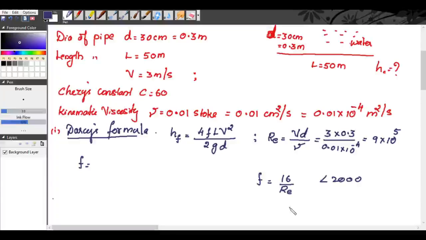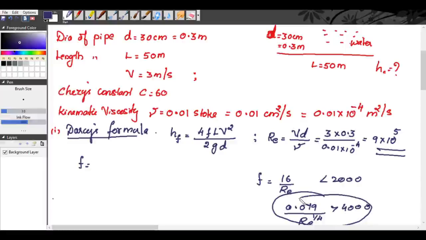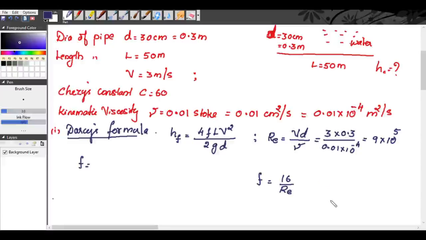And the coefficient of friction is equal to 0.079 by Re raised to 1 by 4 if the Reynolds number is greater than 4000. Here it is greater than 4000, which means the flow is turbulent. If the flow is turbulent, we have to use this formula. So F is equal to 0.079 divided by Reynolds number raised to 1 by 4.